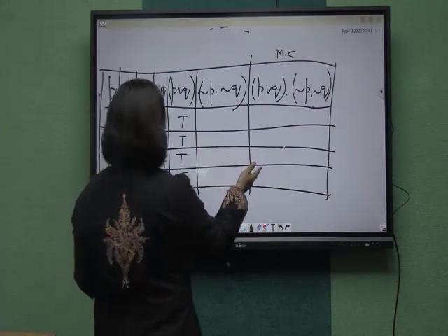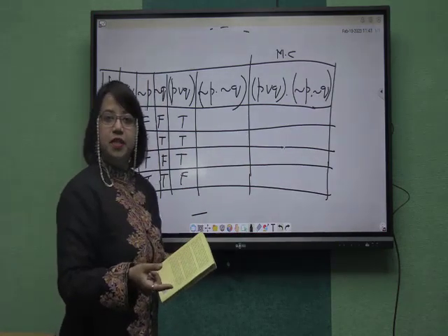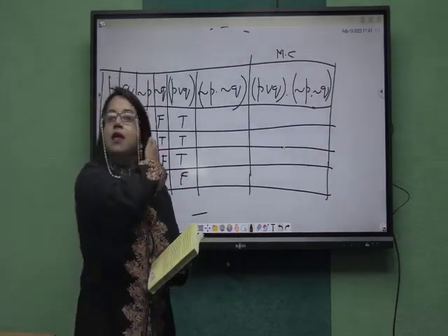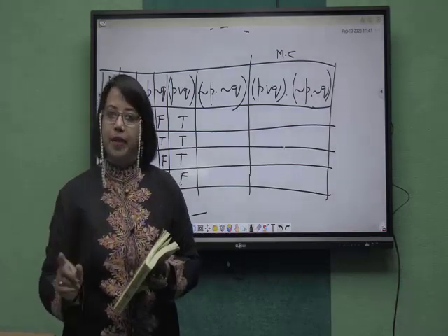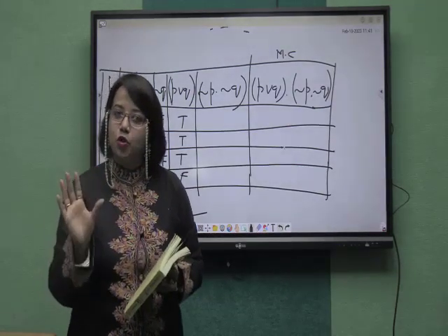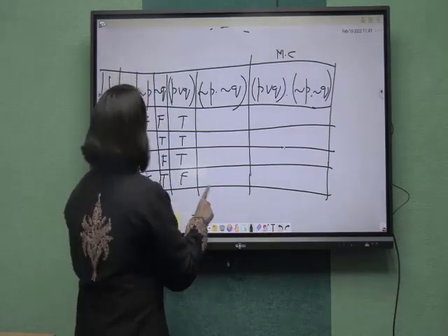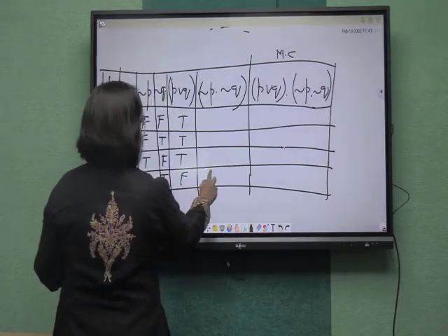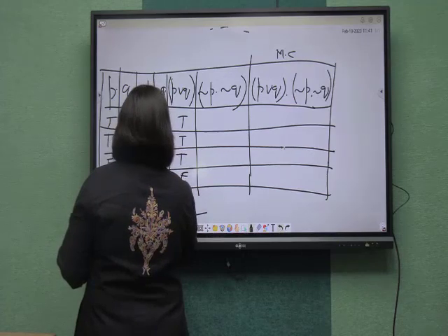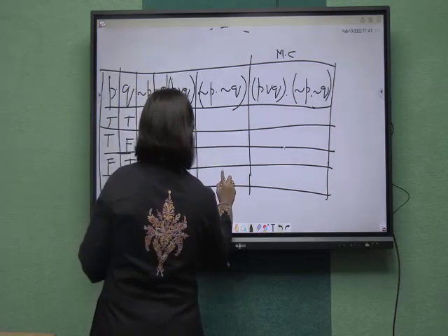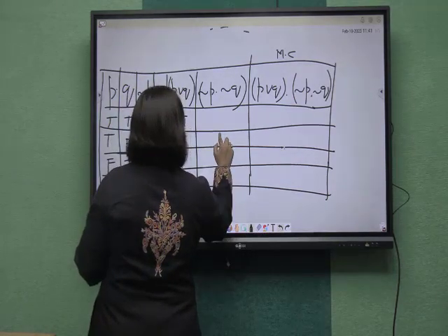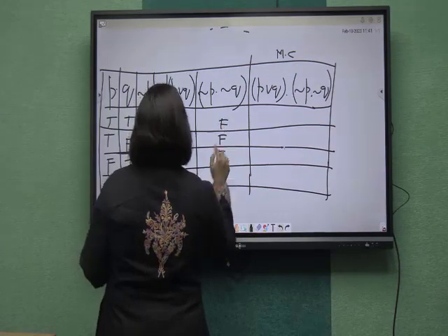And for P dot negation Q, the rule for conjunction is that both the conjuncts have to be true at one and the same time. Then the conjunction as a whole is going to be true. So that is the rule. Here we see that happening, again, in the last row. In the rest of the places it is false.